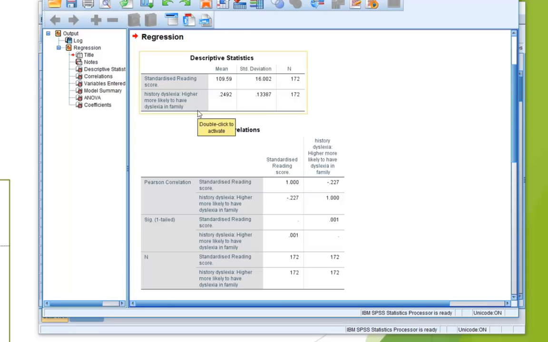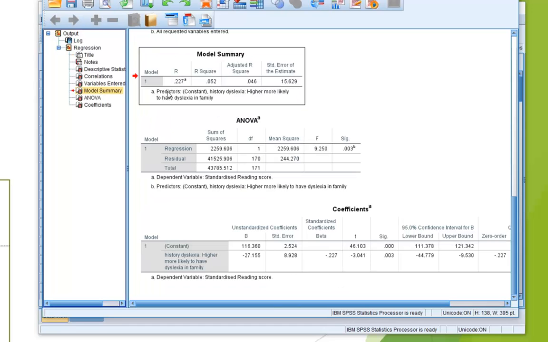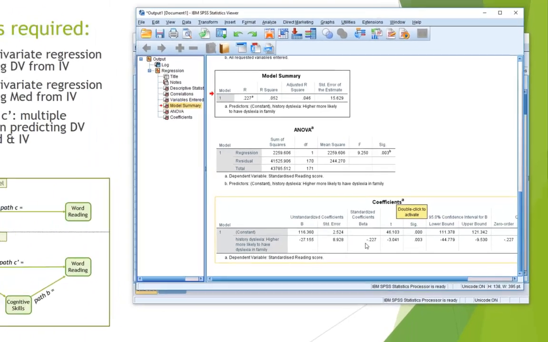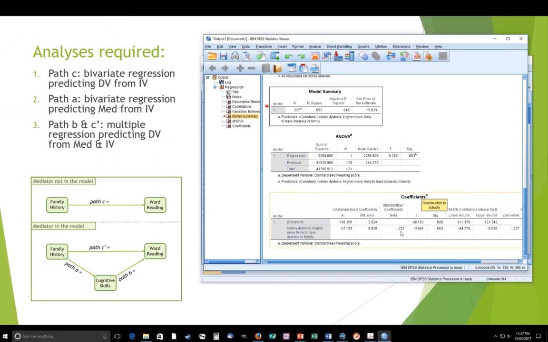And here we have the regression output. If we look at the model summary, it really doesn't matter which one you use, but the coefficients table is probably the best one. You'll notice there 0.227, minus 0.227. So that goes on our model for path C. Because this is the bivariate regression, path C right there, so it's minus 0.227.